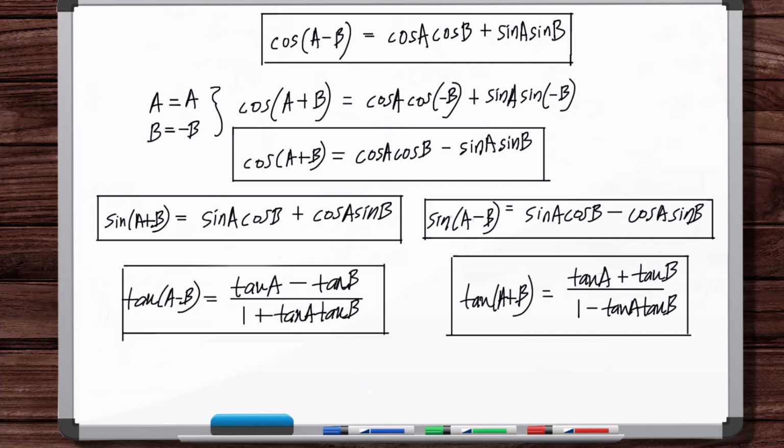There are the 6 sum and difference identities. They're for sine, cosine, and tangent.